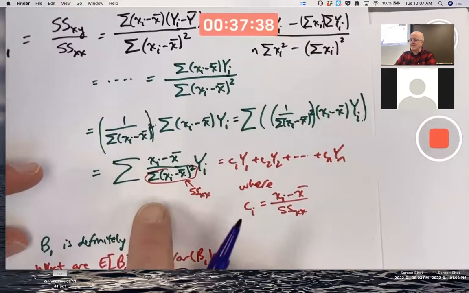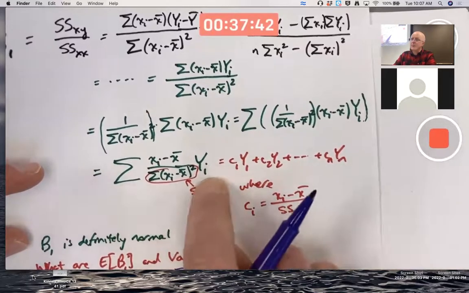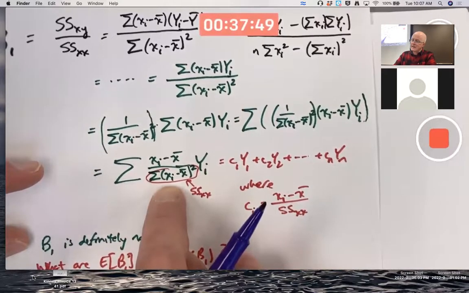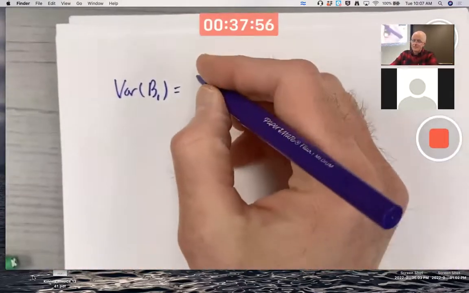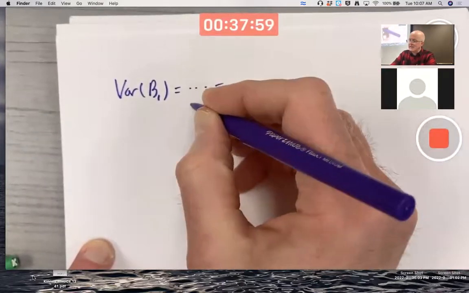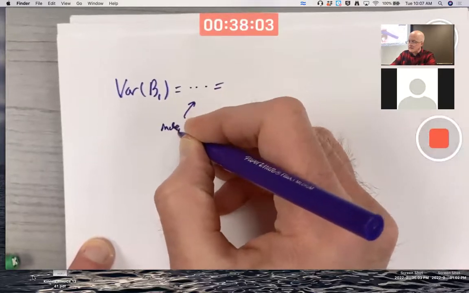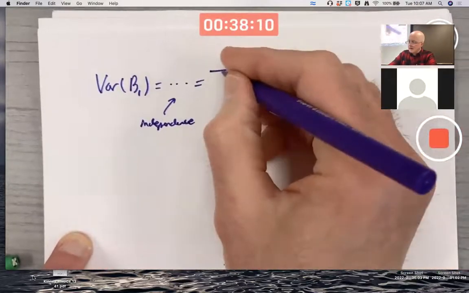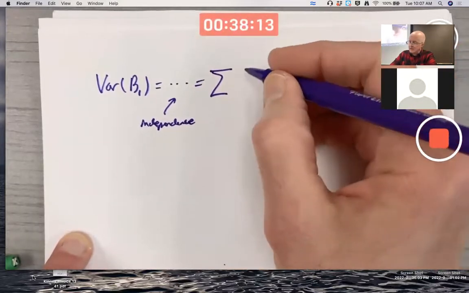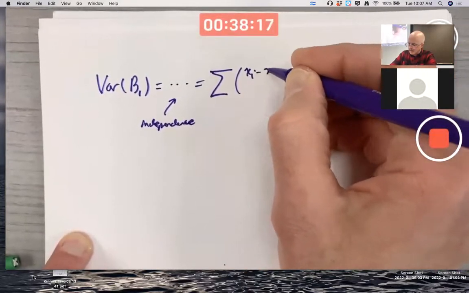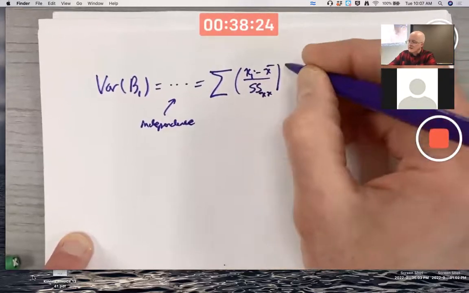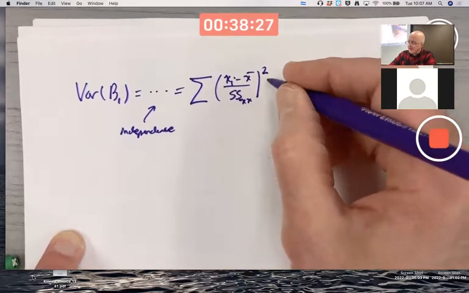So we can write the variance as this exact same summation with yi replaced by the variance of yi, and this thing replaced by its square. Based on independence, the thing in front of the yi has to be squared. And for short, I'll use SSXX again here. Nice shorthand. Squared, variance of yi.